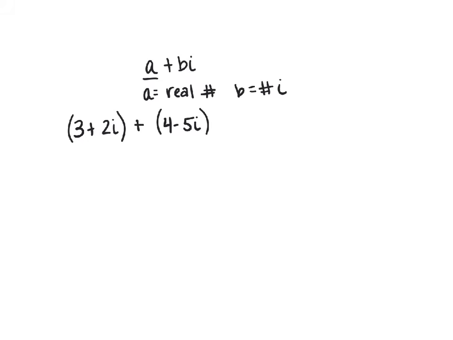So I'm going to use red to underline my real numbers, R for R. And I'm going to use blue to underline my imaginary numbers. And then we're going to combine our like terms. So red and red, so we have 3 plus 4 gives me 7. And then we have 2i minus 5i. So 2 minus 5 is -3 with the i on the end.